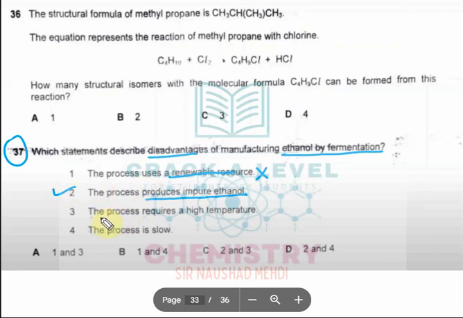The process requires high temperature. No, this process normally takes place at room temperature, so that is also an incorrect statement. The process is slow. Yes, the fermentation process is very slow, and the other process by which you can prepare ethanol is the hydration of ethene. That is a fast process. So statements 2 and 4 are correct, so option D is the correct answer for this one.